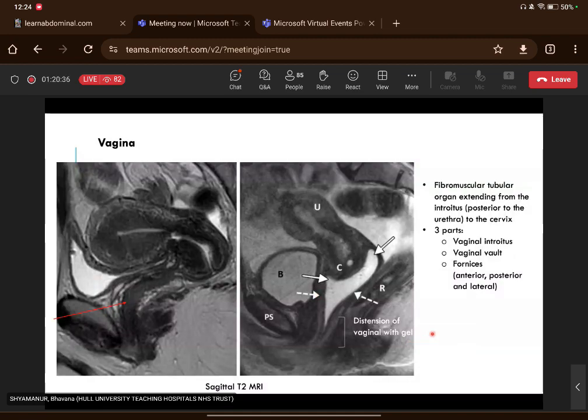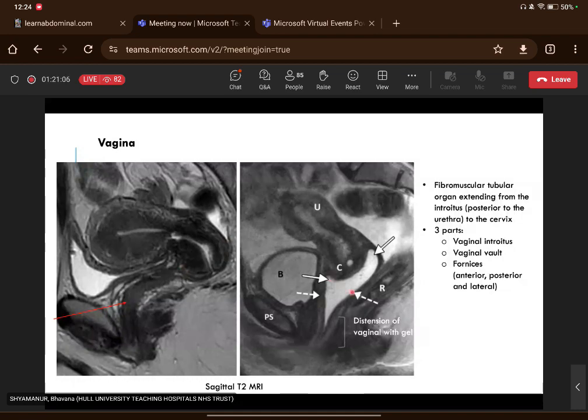Okay, so moving on to some radiological anatomy now that we've covered the basic structures. So this is the vagina, a fibromuscular tube extending from the introitus to the cervix. The cervix partially projects into the vagina to form recesses anteriorly, posteriorly, and laterally. And these can be difficult to see. So I think unless it's really obvious, you may not be able to label them.